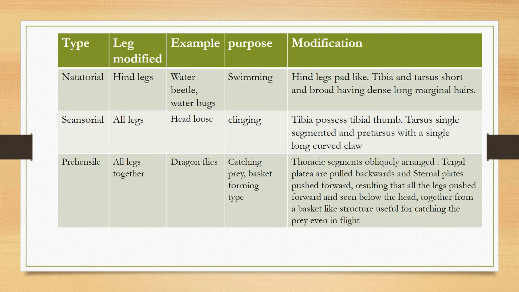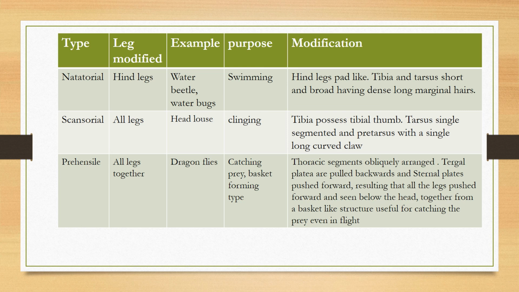Then the clinging type of legs, where all the legs are involved. This is used for clinging in the hair of the host. The tibia possesses a tibial thumb, a thumb-like structure which is hooked in nature.